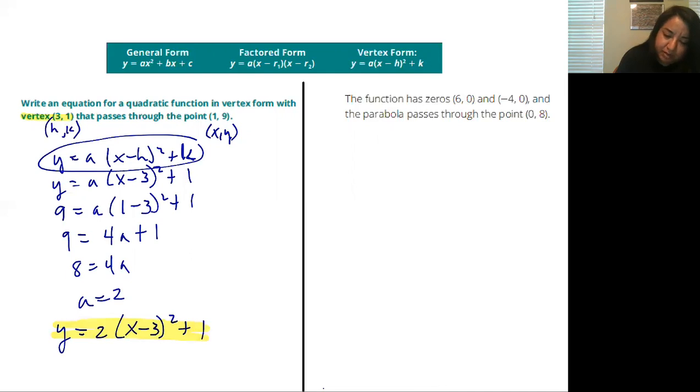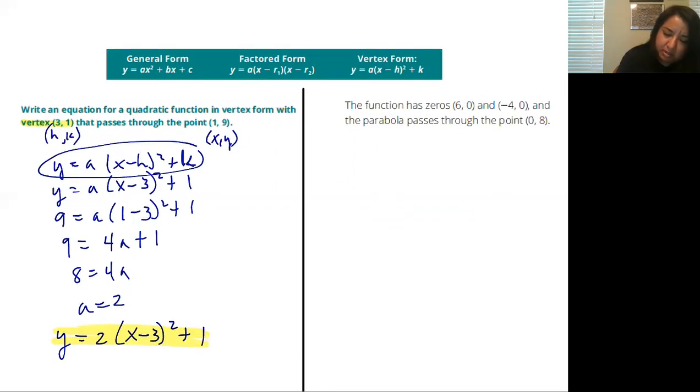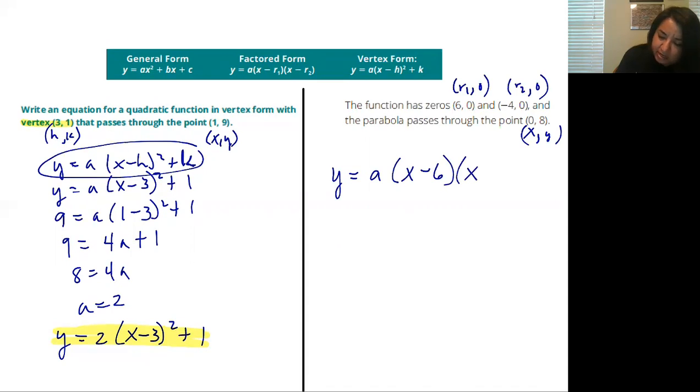All right, now my second example, it says, you need to write the function that has 0, so that's telling me already factored form. So remember, this was at root 1, 0, and this is root 2, 0. And it's going to pass through this point, which will serve as my X, Y. So I'm going to write this in factored form. I don't know A. I know my first root, which is 6, and my second root is a -4, so subtracting a -4 is +4.